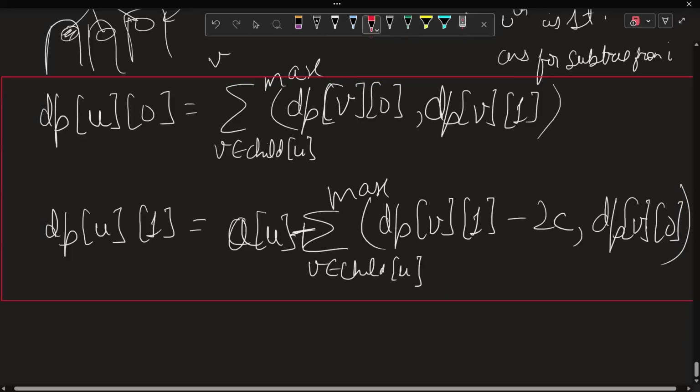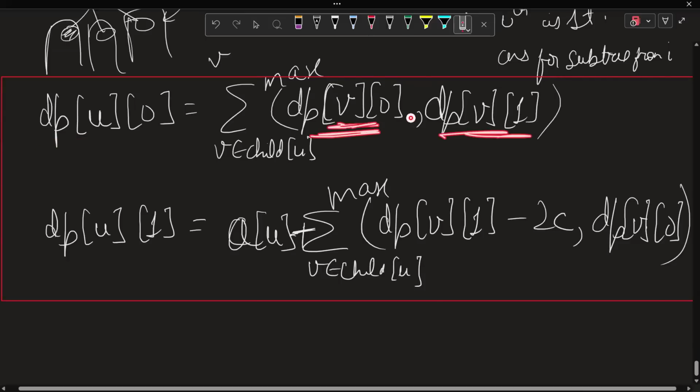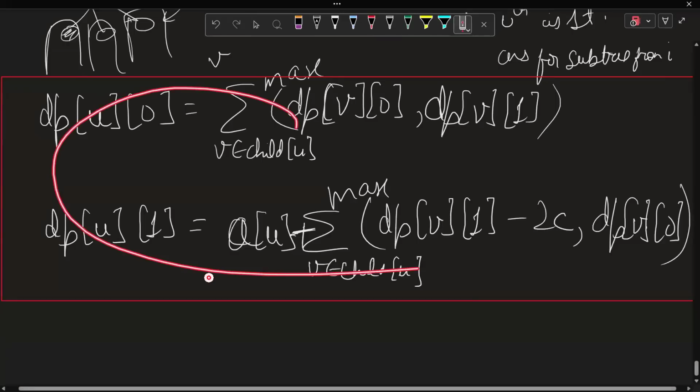Okay, so these are the transitions for my DP state. DP[U][0] is, for all the child subtrees, just take the maximum among V0 or V1. DP[U][1] is take A[U] plus, for all child subtrees, take the maximum among this or this. I hope the transitions are clear. So now writing the code would be very simple.